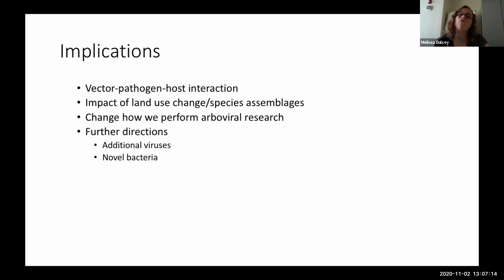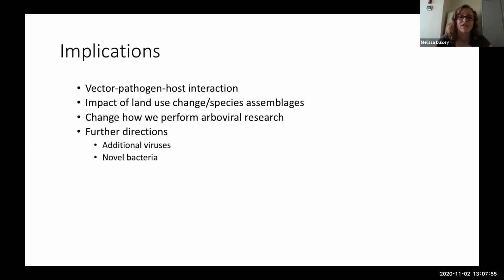And so overall, the major implications of this study could be, we're looking at a possible additional factor of this vector pathogen host interaction that could lead to possible emergence in populations. If a mosquito bites off of a certain species and it increases transmission, what could that actually mean in the field? This is also an impact of land use change or species assemblages. If species are changed to something that is not normal in an area, and mosquitoes come in more contact with those animals and bite off of them, what does that do for transmission of viruses or pathogens in general?